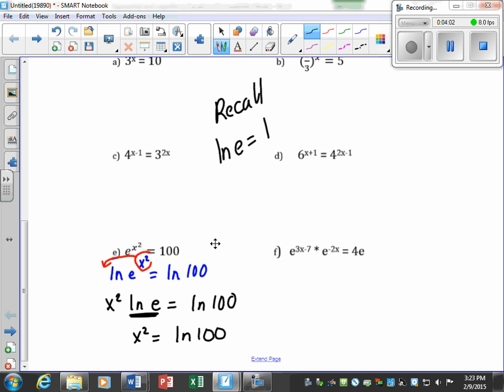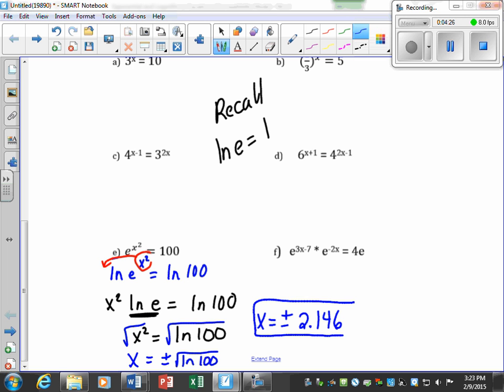And then if we're solving for x, how do you undo a square? We take the square root of both sides. Remember, when you take the square root, you're going to get plus or minus. So you're going to get one time with the plus and one time with the minus. You would put that in the calculator. We would get x is equal to plus or minus 2.146. So this is the approximate value. And this is your exact value.